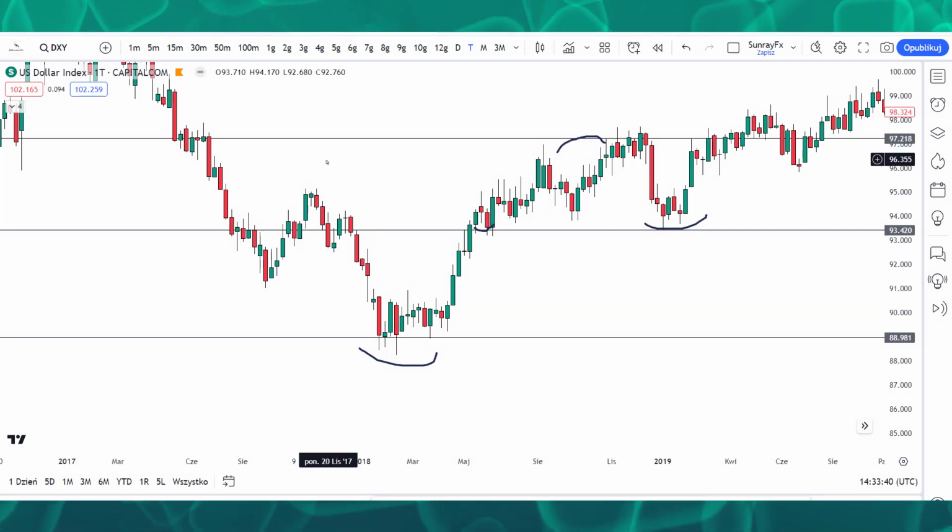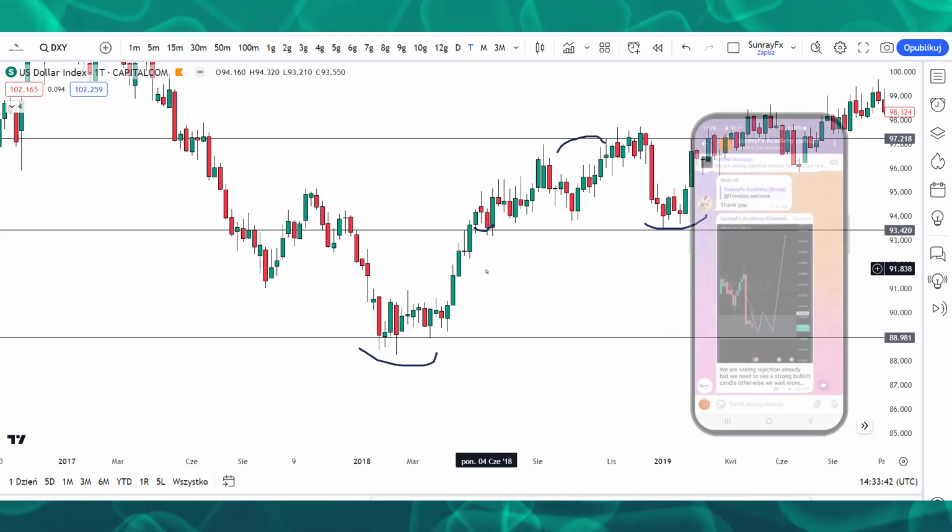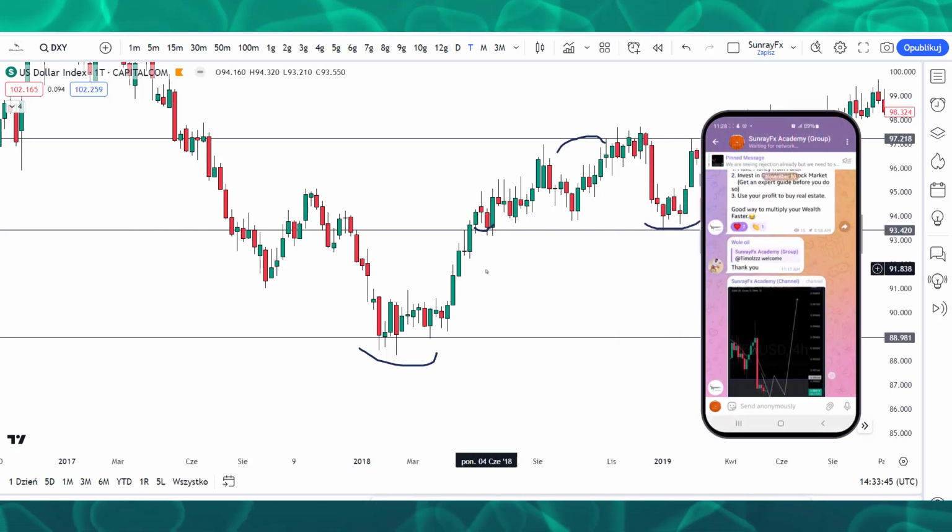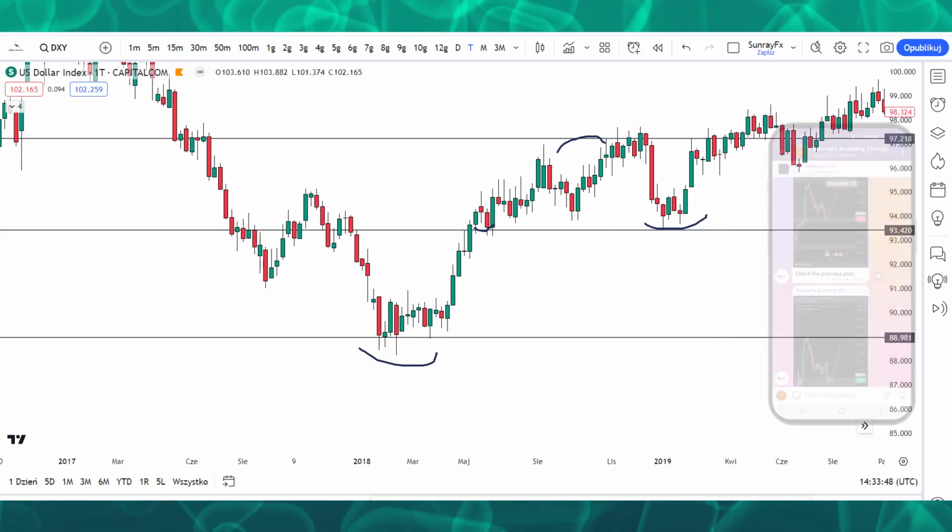The thing that you need to do now is to go back to your chart. You can join my Telegram group and send your assignment there. Go back to the chart and look for support and resistance.